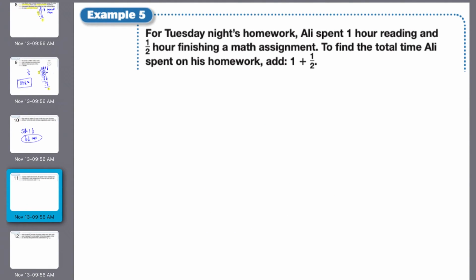For Tuesday night's homework, Allie spent 1 hour reading and 1/2 hour finishing a math assignment. To find the total time Allie spent on homework, add 1 and 1/2. That would just be 1 1/2, just like that.